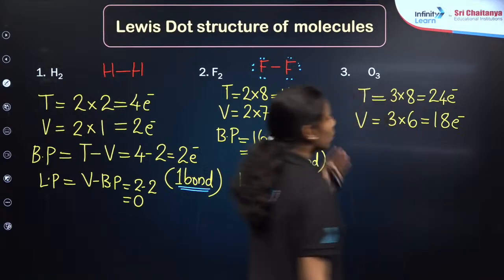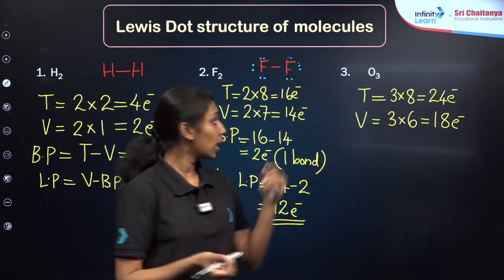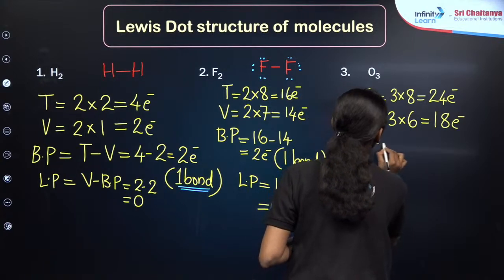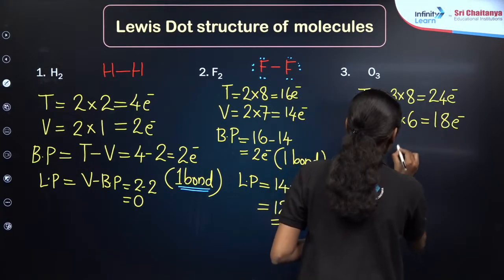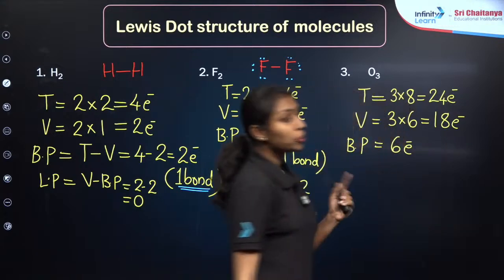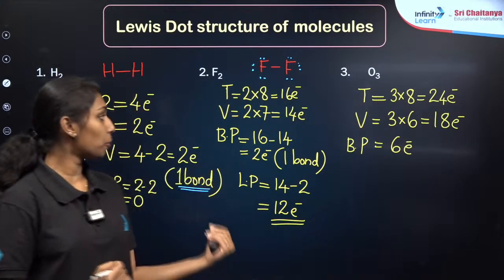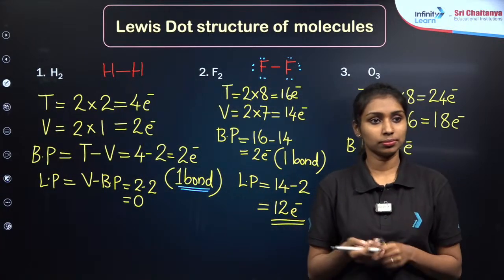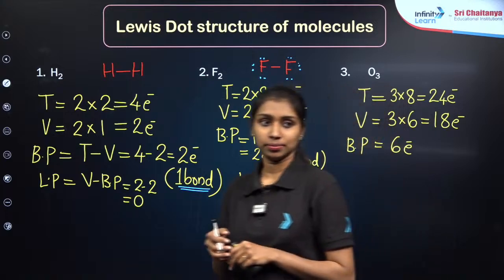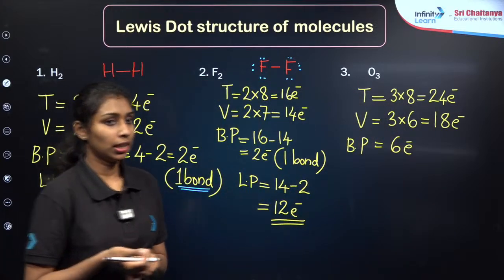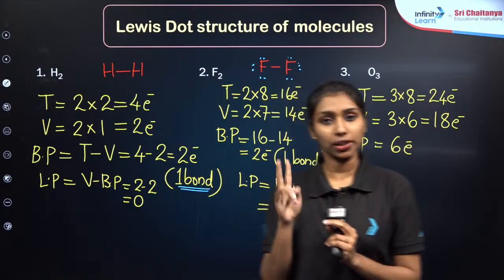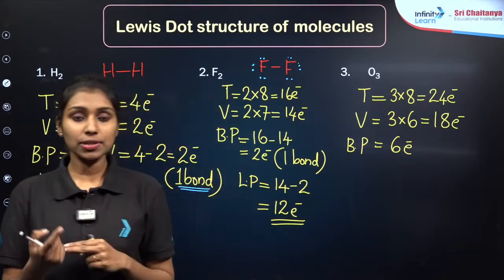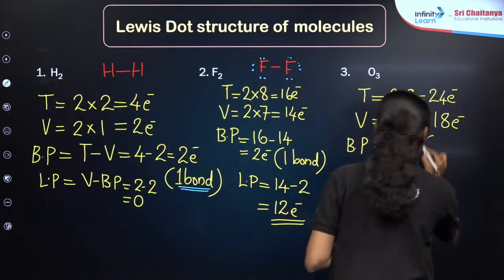Now you have to find out the total number of bond pair of electrons by taking the difference between T and V. So I am writing here bond pair of electrons is equal to 24 minus 18, that is equal to 6 electrons. How many bonds are present over here if it is having 6 bond pair of electrons? I have already mentioned that if you have 2 electrons there, it will represent 1 bond. If you are having 6 electrons, it will represent 3 bonds, right?